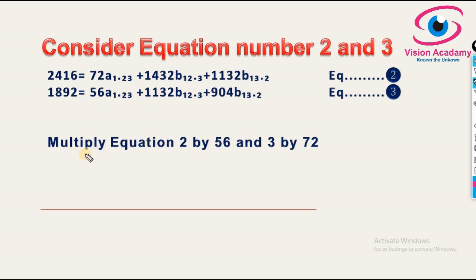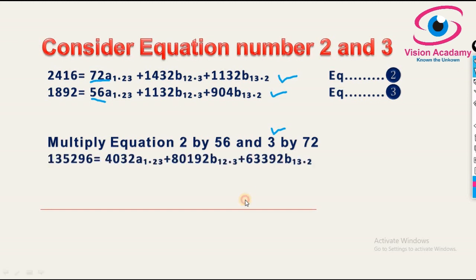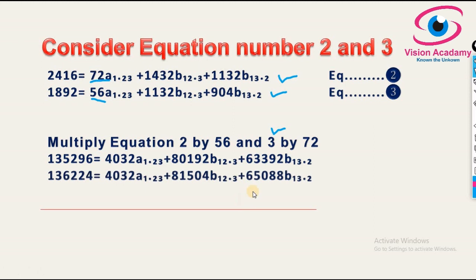So which means multiply equation 2 by 56. 56 is this equation 3 value, and equation 3 by 72. So equation 3 is this, which must be multiplied by 72. So this value by this equation, this value by this equation. So when I did like that, I got the same kind of values as I obtained in the last equation.